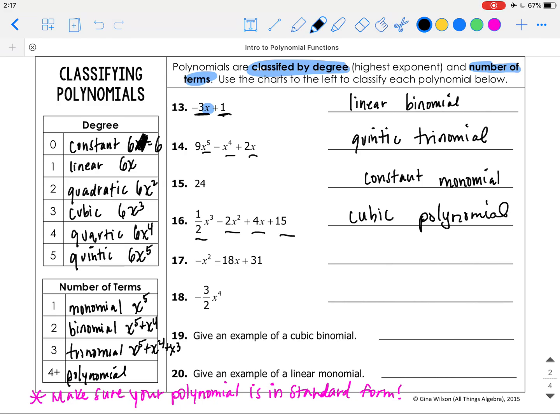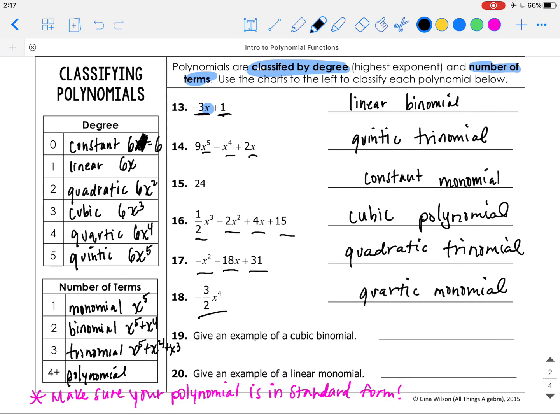17, we're in order, that's perfect. So since our lead is squared, this will be a quadratic. And there are 1, 2, 3 terms, so this will be a trinomial. Okay, 18, x to the fourth, this will be a quartic. And since we just have one term, I know it seems like a pretty big term, but it is just one term. This will be a quartic monomial.